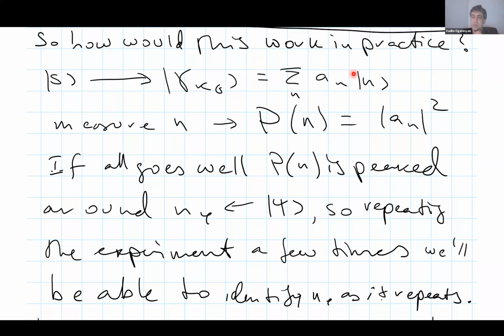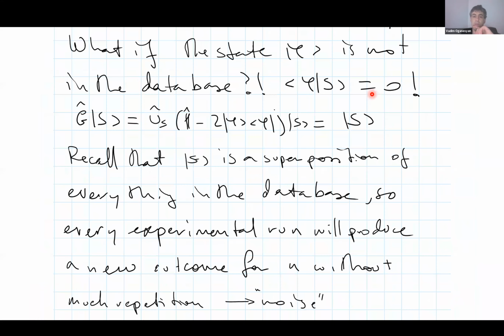What it means is that if we want to measure N, the probability, going back to the first couple of weeks of this class, the probability of measuring N is given by AN squared. So what we really want is a state where this AN squared peaks near the desired N sub phi. If all goes well, it's peaked there. Repeating the experiment a few times, you just see which of the N's recurs. If it's peaked, the one that you want will recur predominantly, okay?